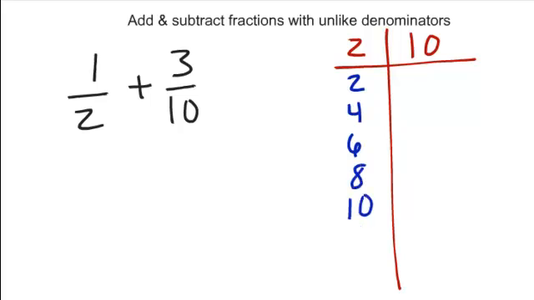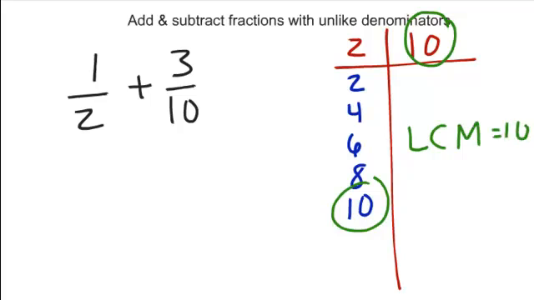And here I can actually stop because I see that this is common to that. They're equal. So that's my LCM, my least common multiple. That'll be 10. And again, because we're working with fractions, that also becomes my least common denominator because that's the number that I want to put at the bottom.